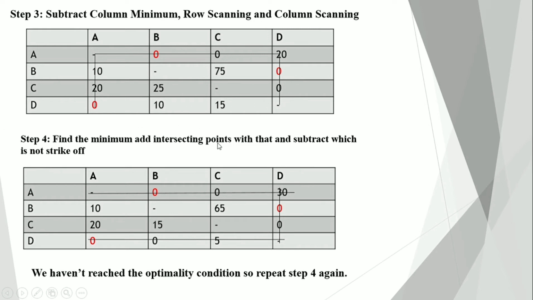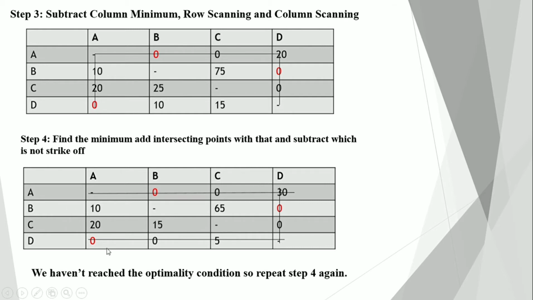Next, find the minimum among the uncovered values, add it to the intersecting points, and subtract it from those which are not struck off. Wherever the intersecting points are, we add the minimum value, which among these four is 10. So we add 10 to 20, and however this is infinity, so we leave it as it is.